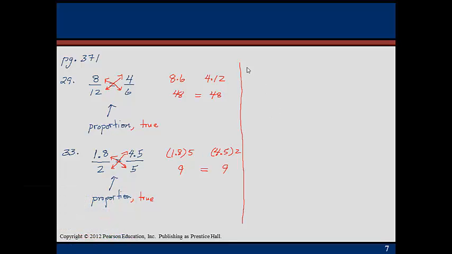All right, let's look at number 35. And it says 2/3 is to 1/5 as 2/5 is to 1/9. So 2/3, that's the fraction 2/3, is to, the fraction bar, 1/5, as 2/5 is to 1/9. So this is your proportion.